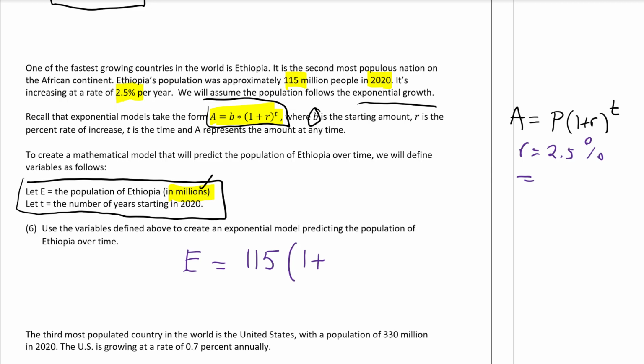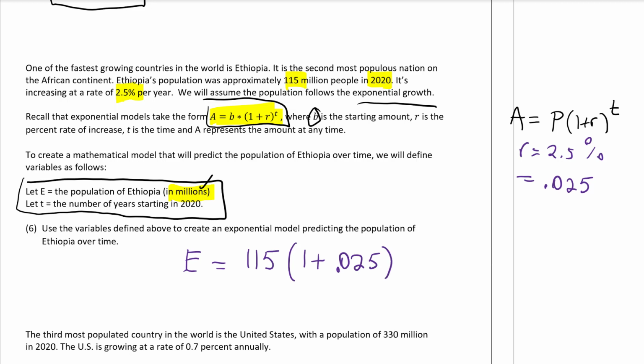Okay, that's a very common trap, is you got to divide it by 100, so it's going to become this. Not 0.25, but 0.025. Be careful when you're converting. All right, so then we're going to attach it to 1 to give us the growth factor.